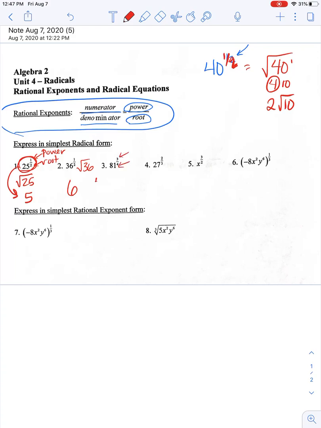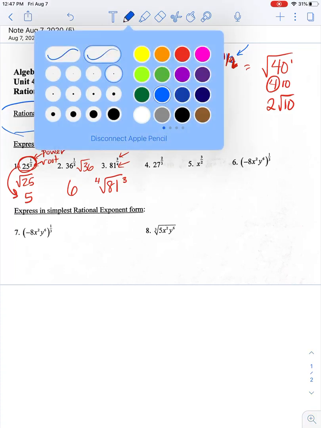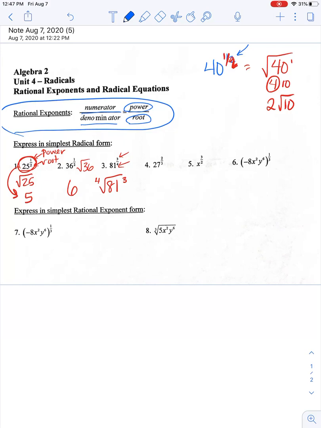So this is power and this is root. So I have the 4th root of 81 to the 3rd power. And people, their inclination is always to do the power first. But 81 to the 3rd is ginormous. And then after I get that number, then I need to 4th root it. So my tip here is always do the root first.